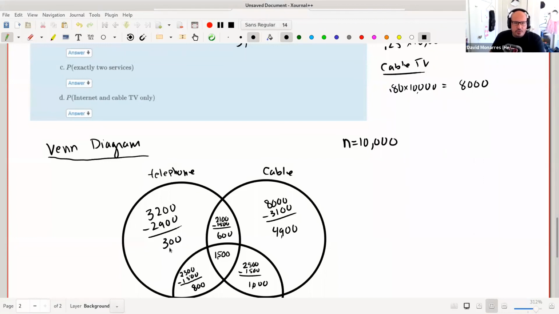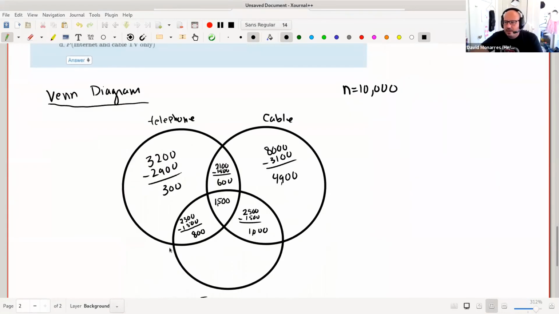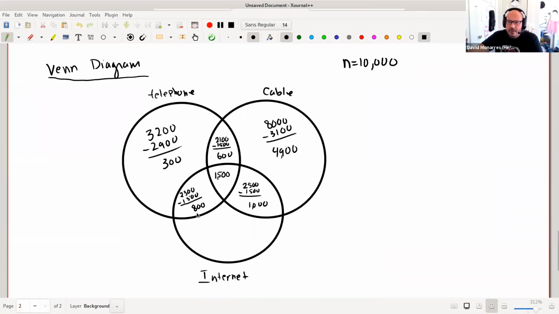And Lana says, do you have to include the 800? And I say, yeah, because remember the 3,200 is everybody who uses telephone. Well, these 800 here were people who use telephone and internet. And so I totally have to include them. I have to include this one here. I have to include this one here. Anyone that's inside of this circle, I have to include.